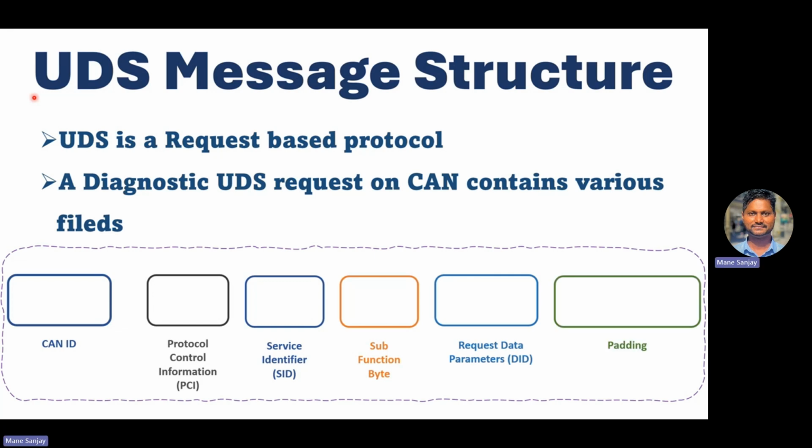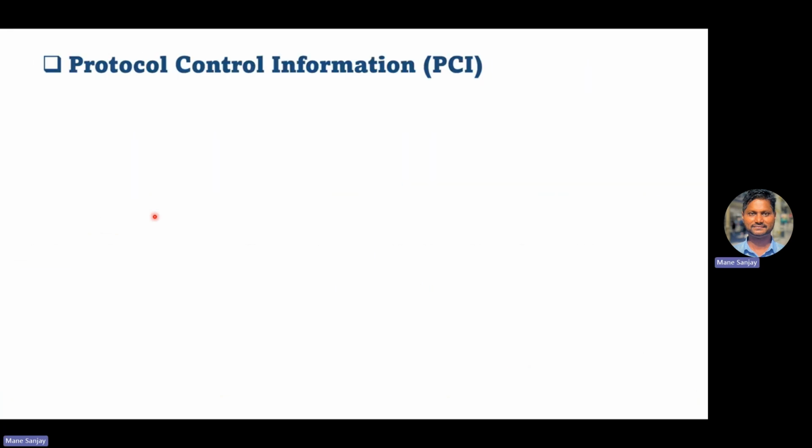Now we are going to look at each field in detail. What is the use of this field? What is the use of this field? What is the use of this field? We will understand. Once you understand, then you will understand how the UDS message looks like and what the structure is. Okay, so let's start with the protocol control information.